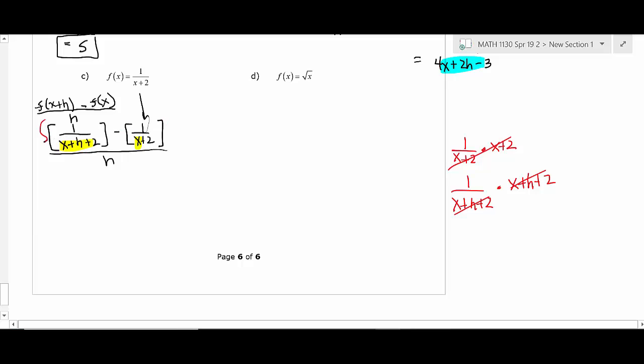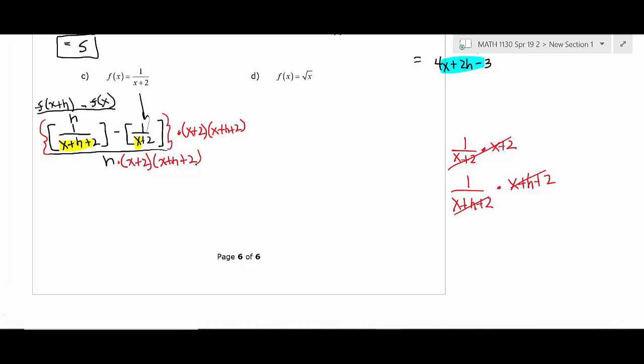So what I would recommend you do here is put a brace around that. Show that you're multiplying the top by x plus 2 times x plus h plus 2, and then show that you're doing the same thing on the bottom. Whatever you do to the top of a fraction, you've got to do the same thing to the bottom, or otherwise you're changing the problem. Everybody with me so far?